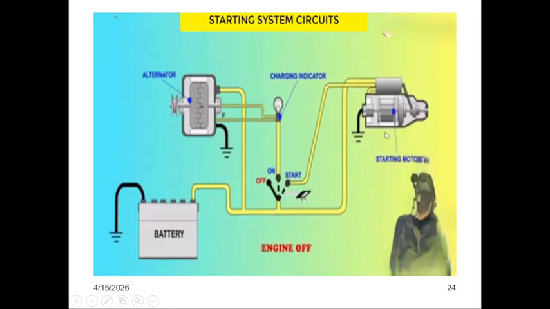Similarly, when we start the engine with the help of the starting system, this starting system is again connected to the alternator and batteries with the help of the starting motor. And when we shut down our bike or any kind of vehicle, we disconnect all these things from the charging indicators to the batteries.